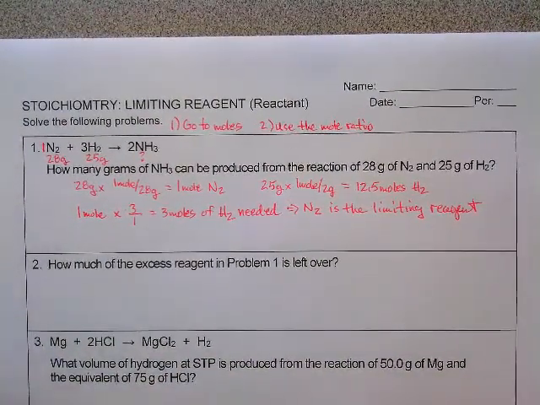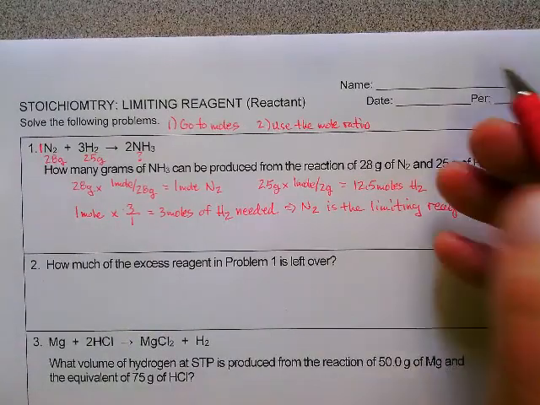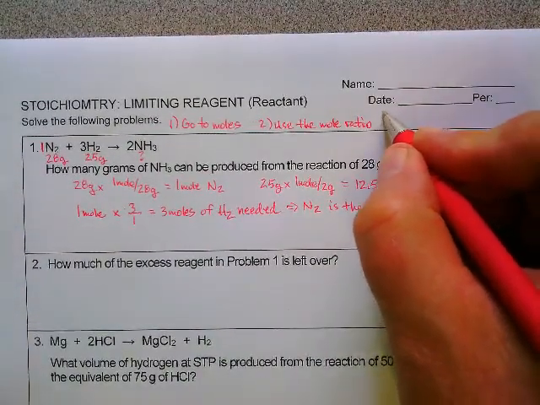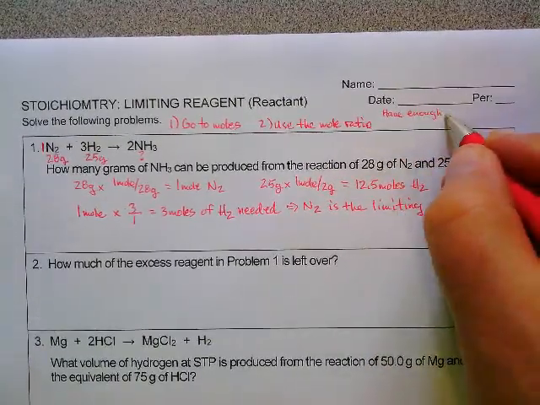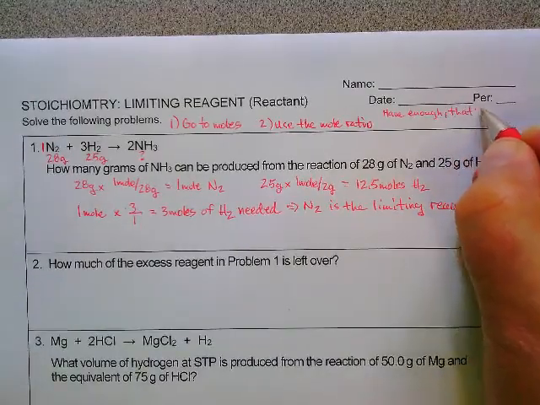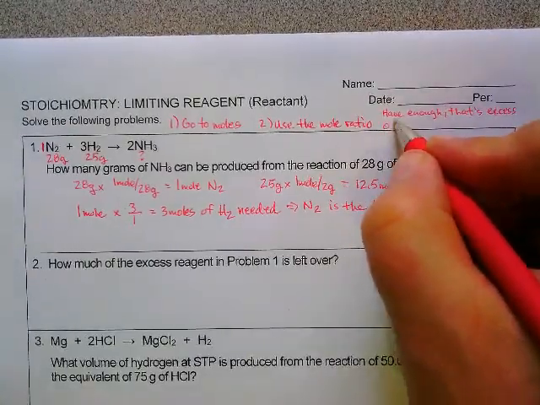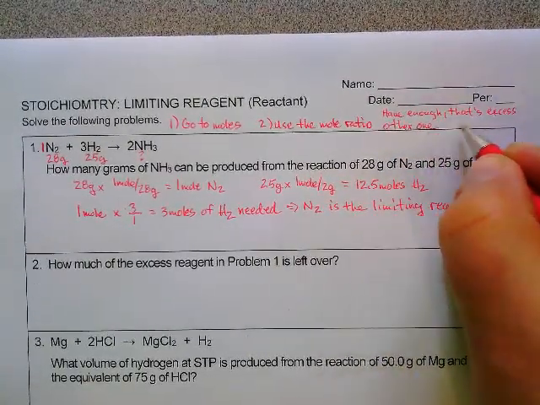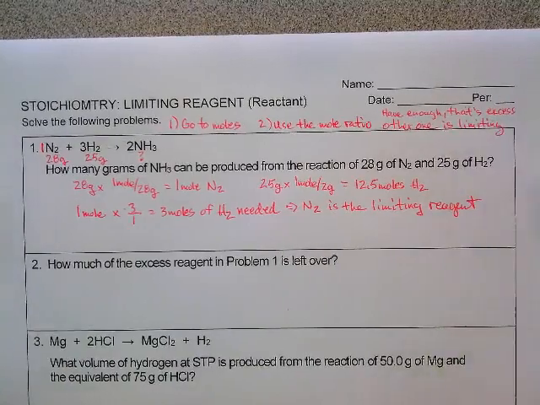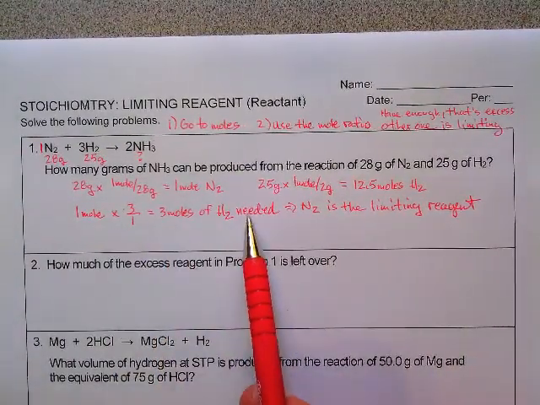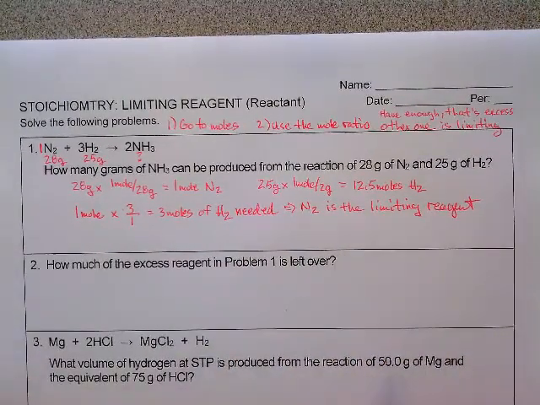Now, the rule is pretty simple. If you have enough, that's excess. The other one is limiting. So here we had enough hydrogen, so we're going to have excess hydrogen, and therefore the nitrogen is limiting.